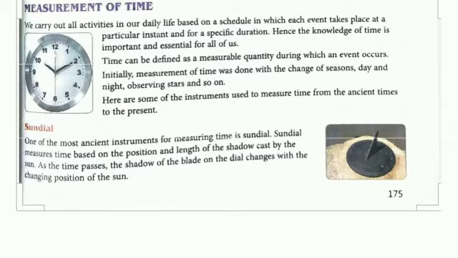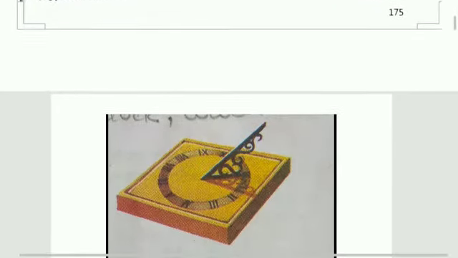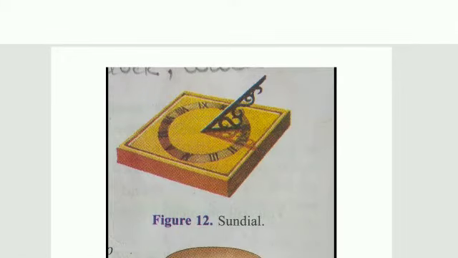Look at this picture. This is another picture of sundial. Here you can see the numbers also, 1 to 12, and the position of shadow.